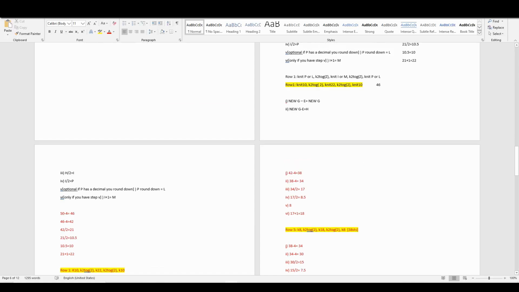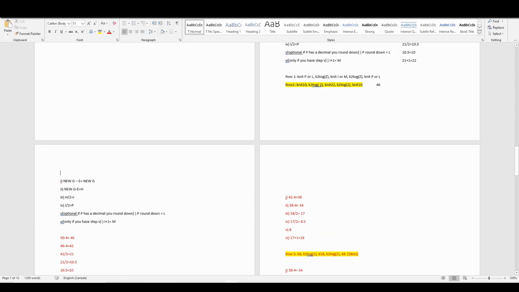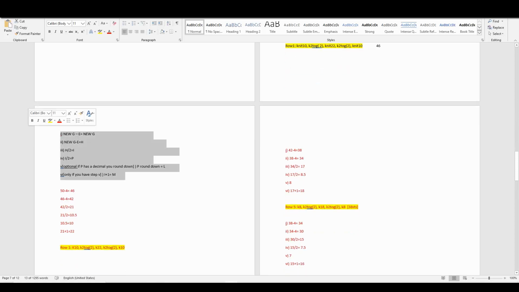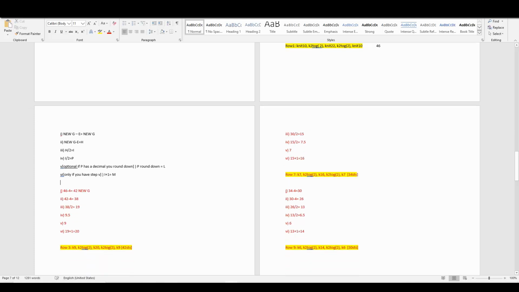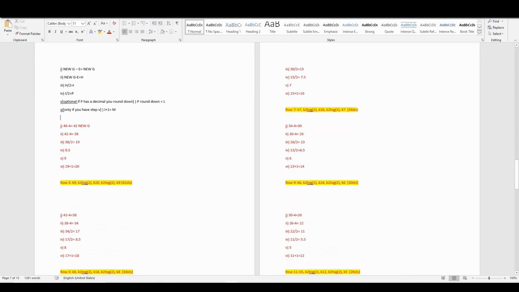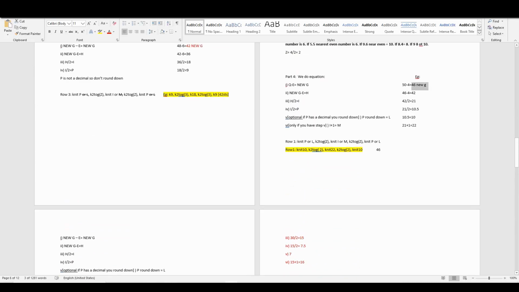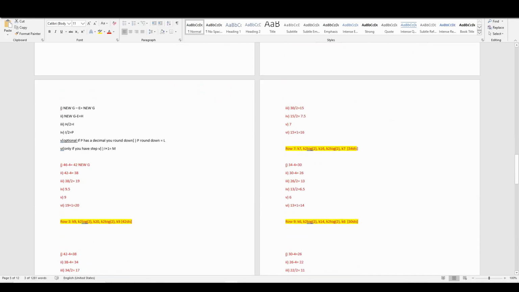So for the remainder now, we're going to be using this new equation, which is this for the remaining steps. So that was row 1 we just did. So now for row 3, sorry, we're going to do the same thing. We take our new G, which is 46, minus E, which is 4, equals 42, which is our new G. New G minus E, 42 minus 4 equals I, equals H, 38.